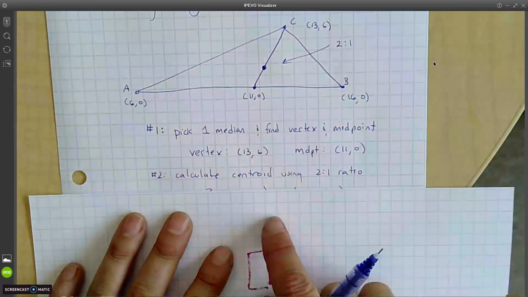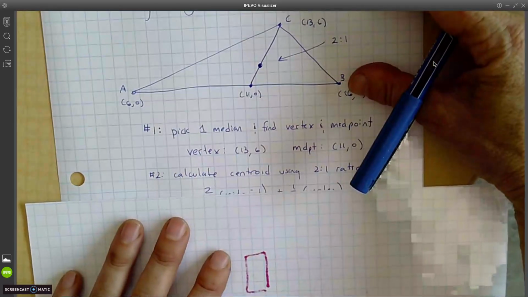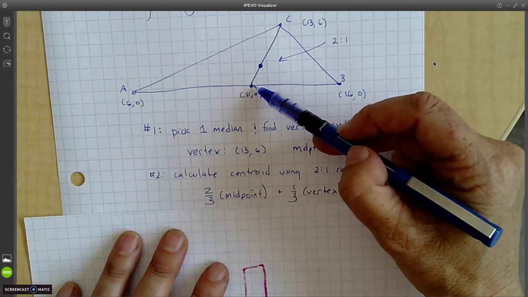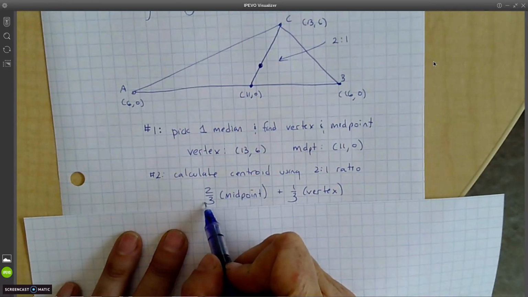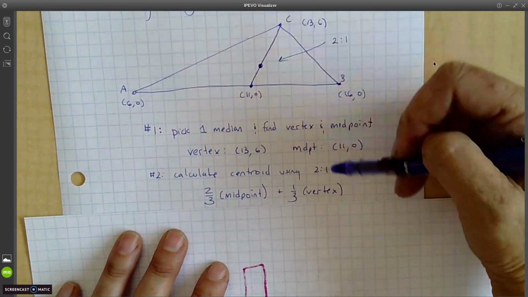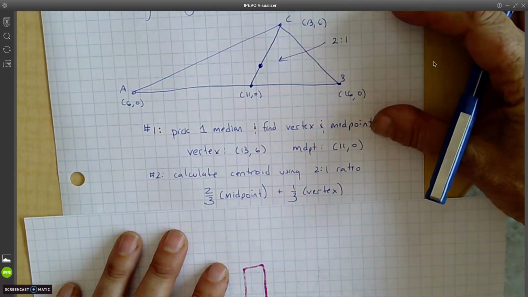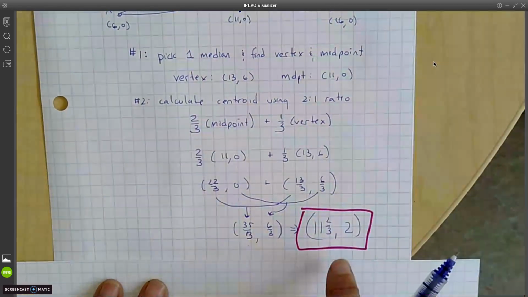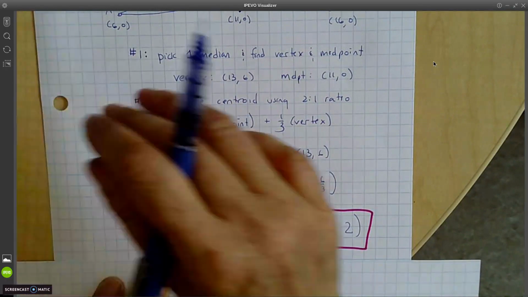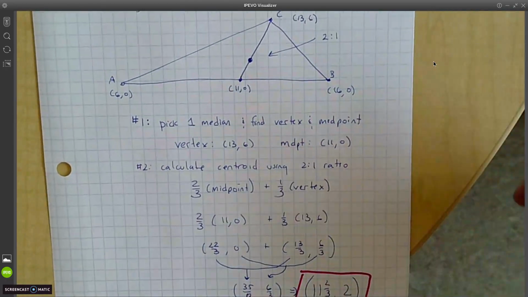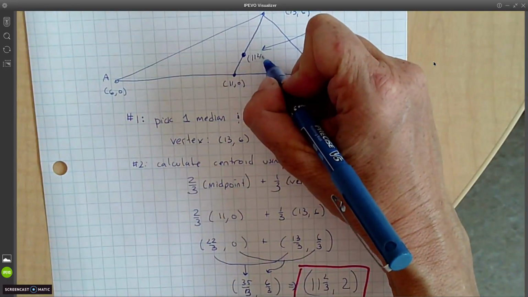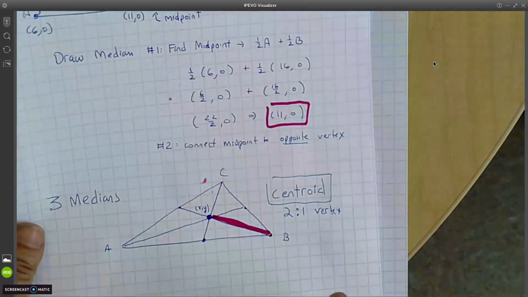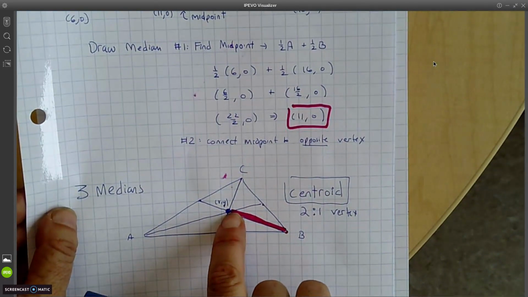Next, step number 2, I calculate the centroid using that 2 to 1 ratio. So this is the equation. The point is closer to the midpoint. The midpoint has a bigger influence, so I multiply it by the bigger fraction. This one is further away, smaller influence, smaller fraction. Go ahead and figure out what the centroid is. When you do the work, you should come out with 11 2/3 and 2. So I can go right back here and label this 11 2/3 and 2, and that will hold true for all of those. So all of these lines will intersect right there.